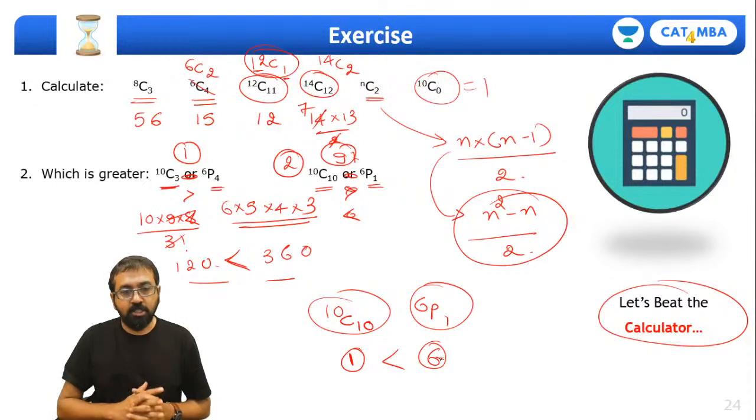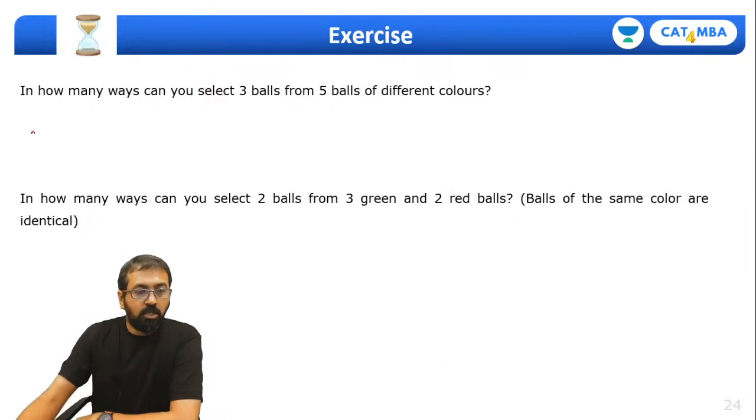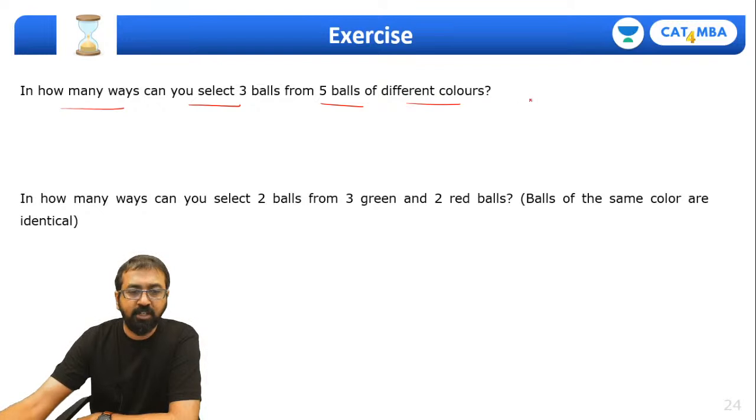So have you all understood this part? Let's go ahead with some questions once again. In how many ways can you select 3 balls from 5 balls of different colors? Guys, this is straight away 5C3, very simple.